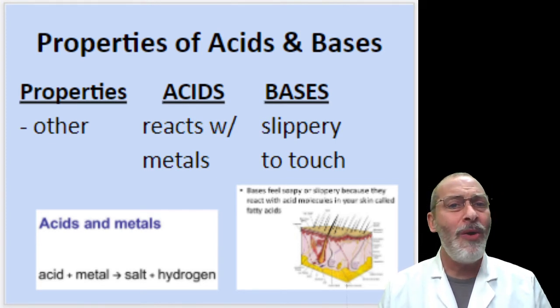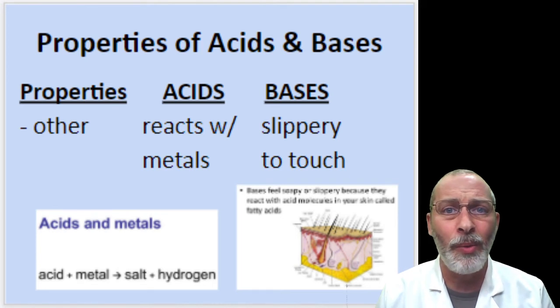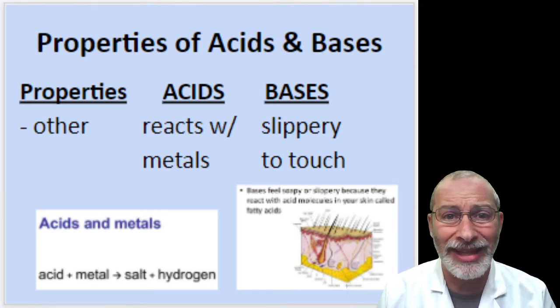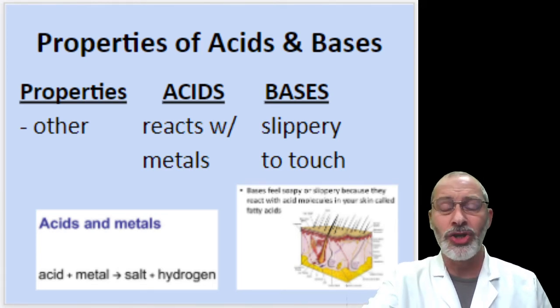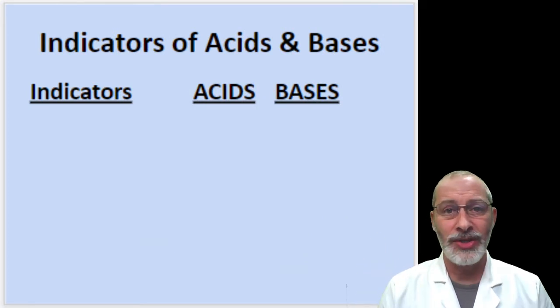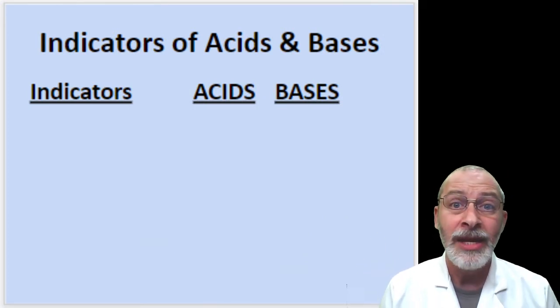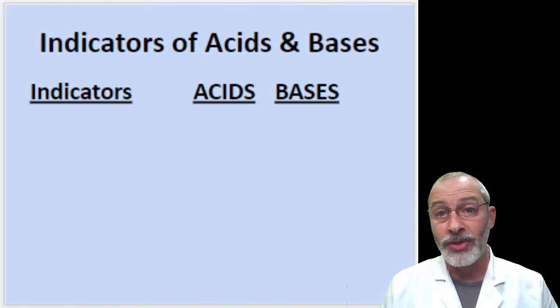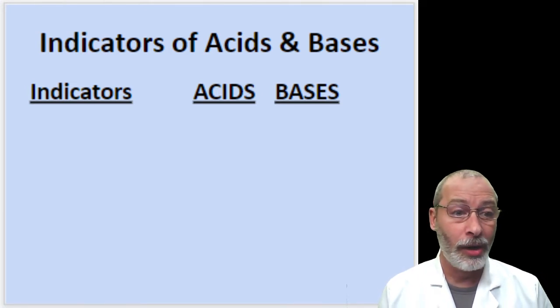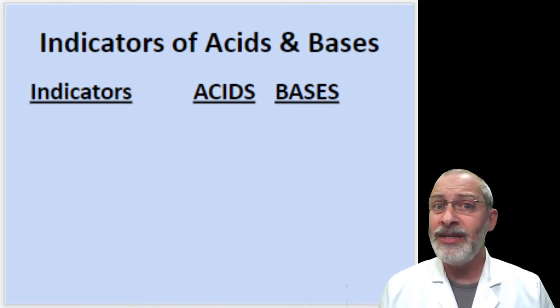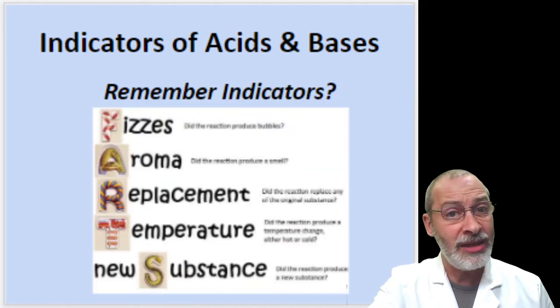So now, how are we going to be able to figure out which one is which in the laboratory? Well, there are certain indicators that we're going to be using in order to determine whether something is an acid or a base. Indicators. Do you remember indicators?